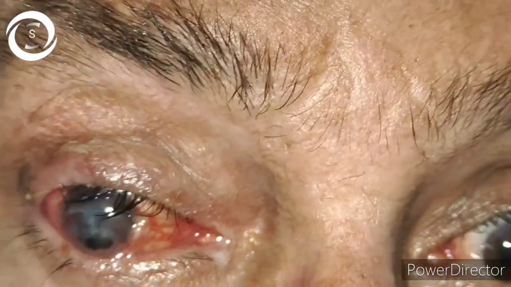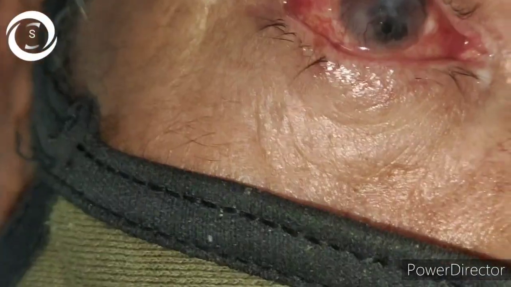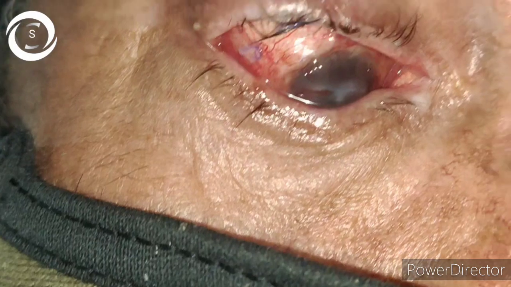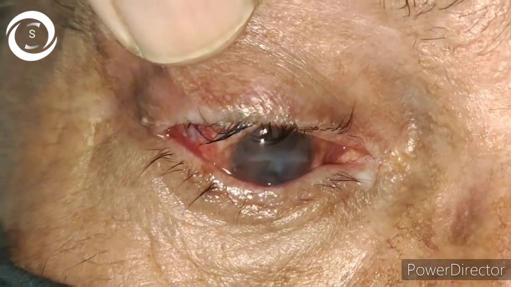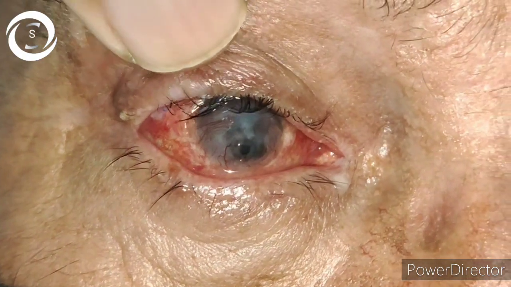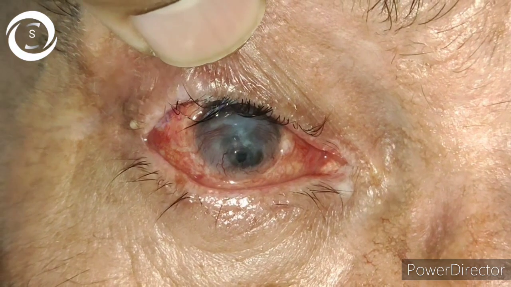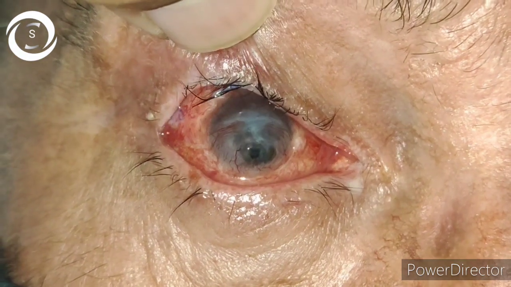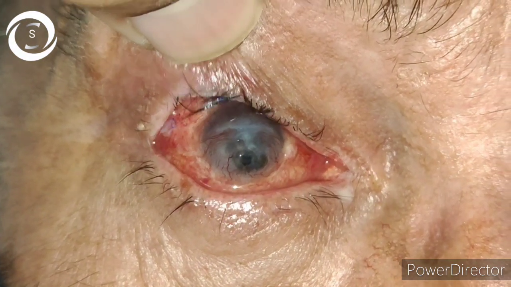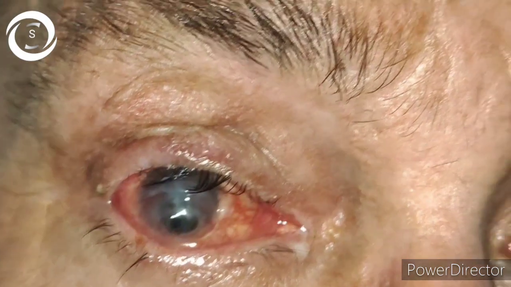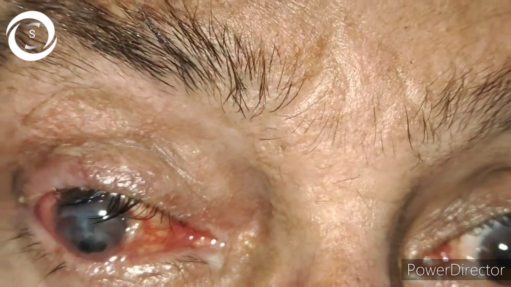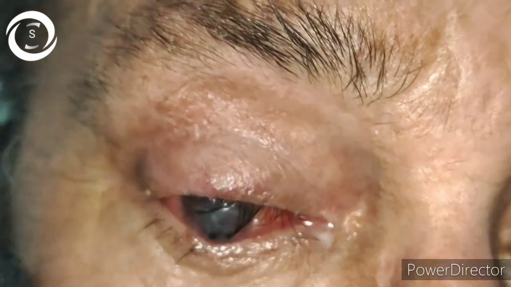Now whenever there is an inflamed eye and scalp or forehead shown, you should correlate these things, like you should think of port wine stain. It can be secondary glaucoma with port wine, but it is not a port wine stain.